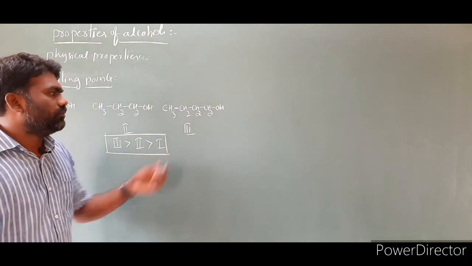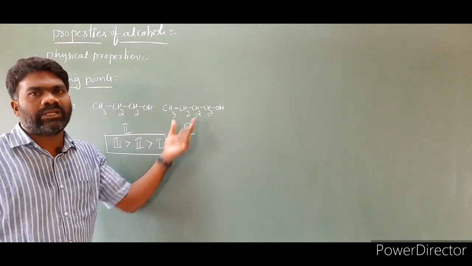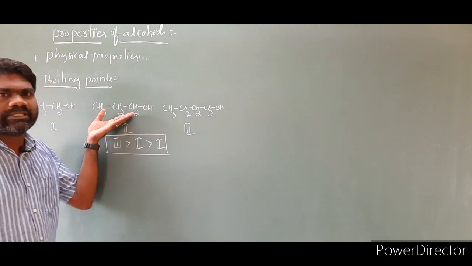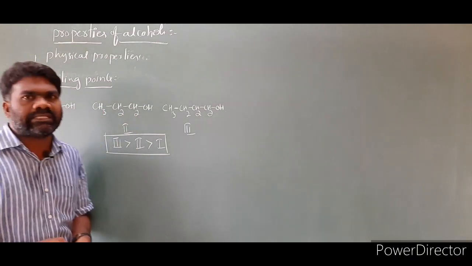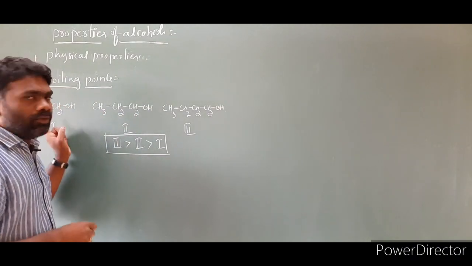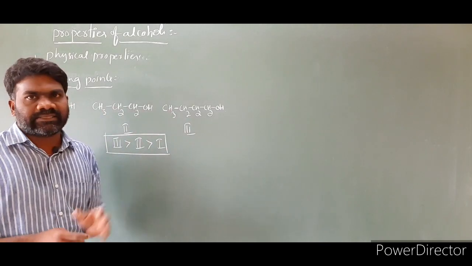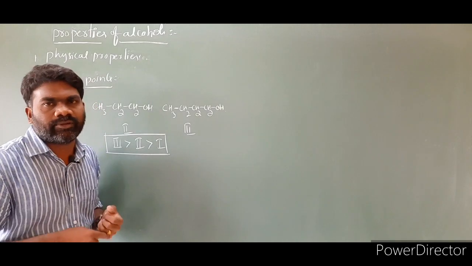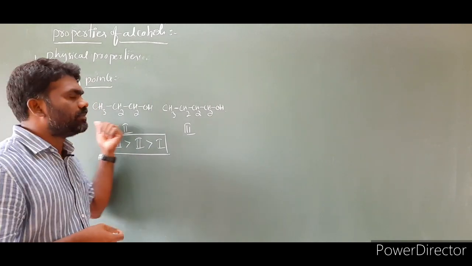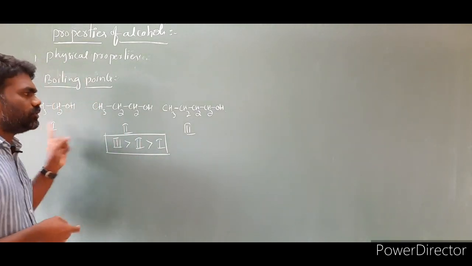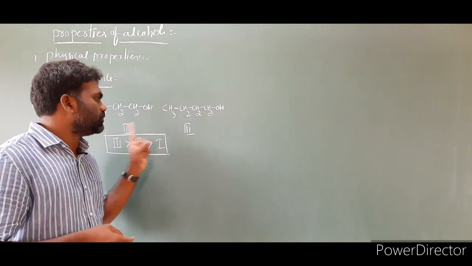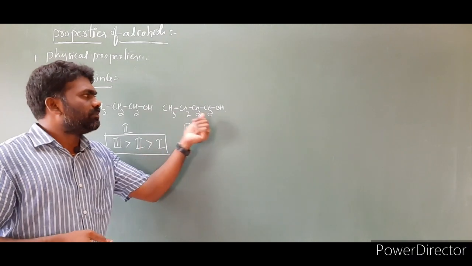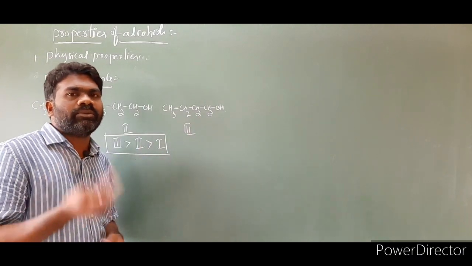Now the question arises: while the boiling point of the third molecule is greater than the second molecule, and the second molecule's boiling point is greater than that of the first molecule, what is the reason behind it? As the number of carbons increases, the molecular mass of the compound increases. From molecule 1 to 2, molecular mass increases; 2 to 3, molecular mass increases. And one more point is when the number of carbons increases, the surface area of the molecule increases.